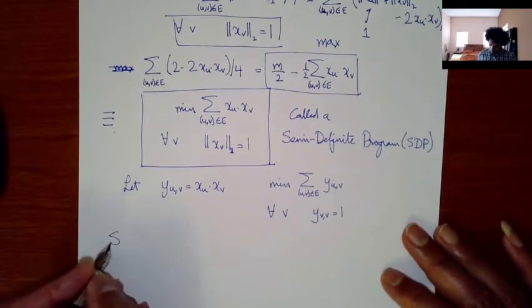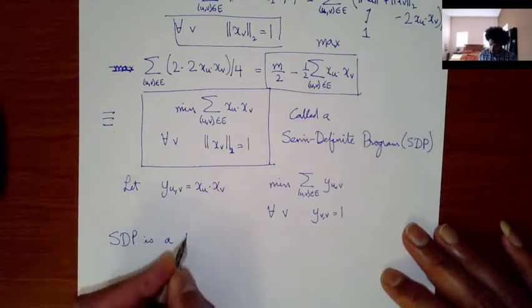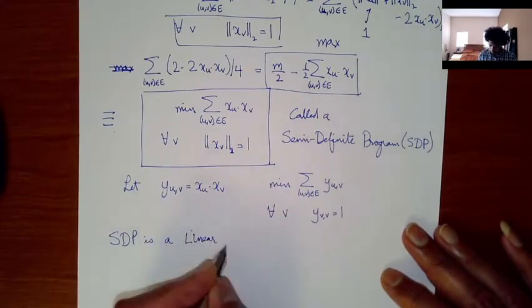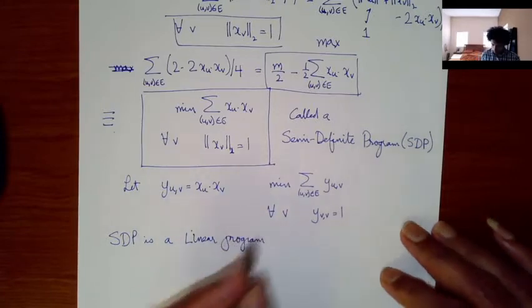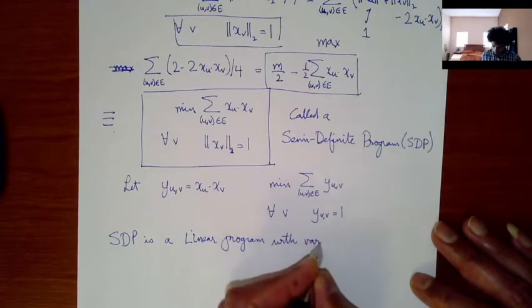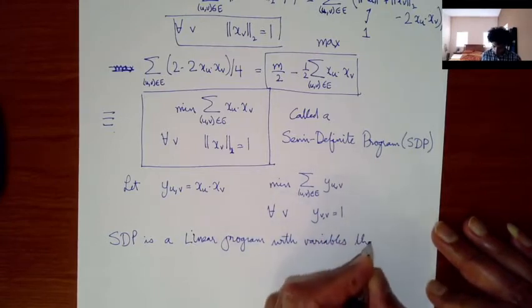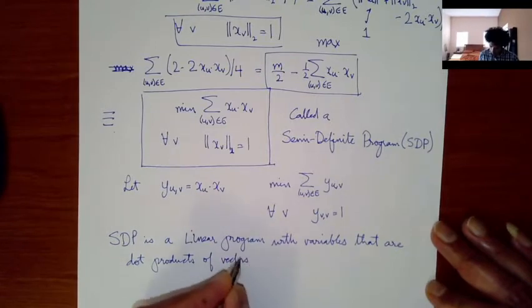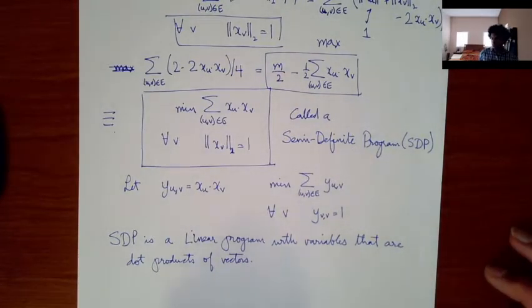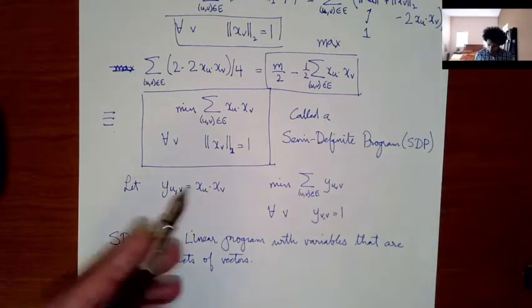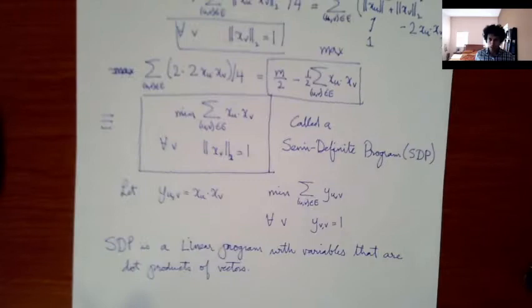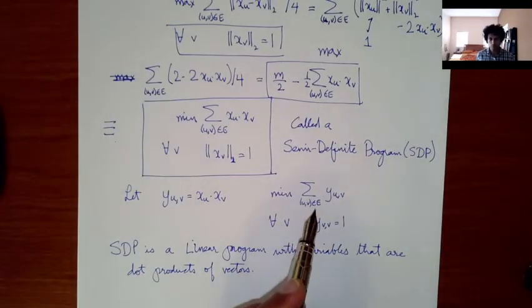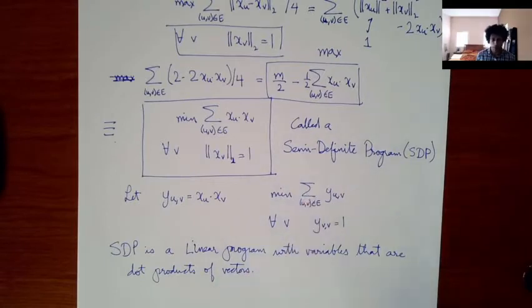So essentially an SDP is a linear program with variables that are dot products of vectors. Somewhat informally stated, and I'll state this more formally shortly. But the point is, you have a linear program now. All of these are linear constraints. There's a linear objective. But the variables are actually dot products of vectors.